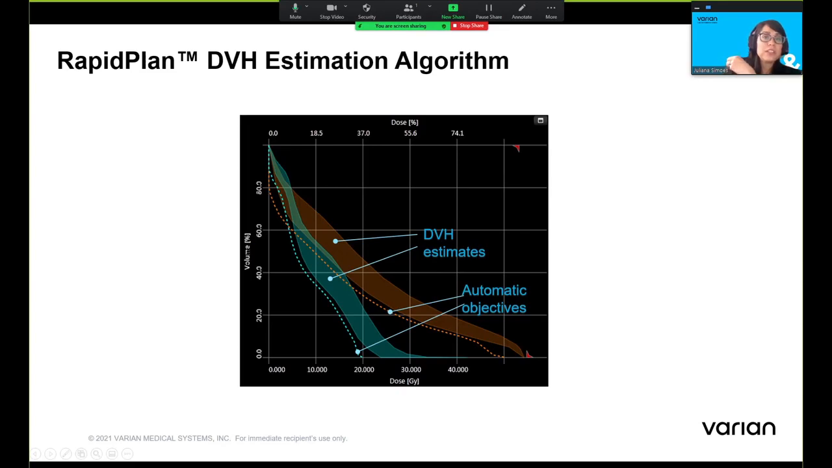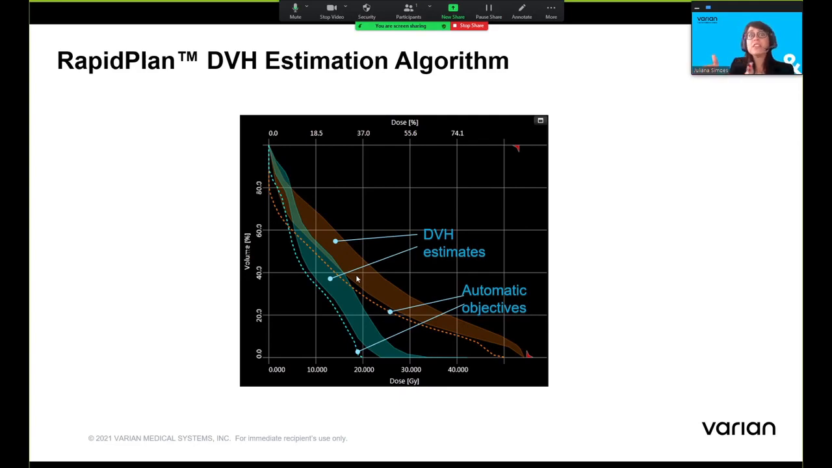And those DVH estimation bands will tell you that in order for this plan to really fit the best practice plans that you have used for the models, in other words, to fit your clinical protocols, this DVH will have to follow these bands, or at least fall in between those bands, right? And to achieve that, the objectives that are generated automatically by RapidPlan can be used. Not necessarily you have to stick with those. You can make changes and improve those if needed.